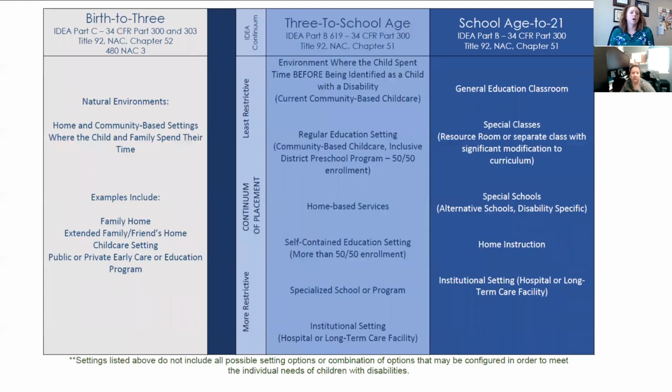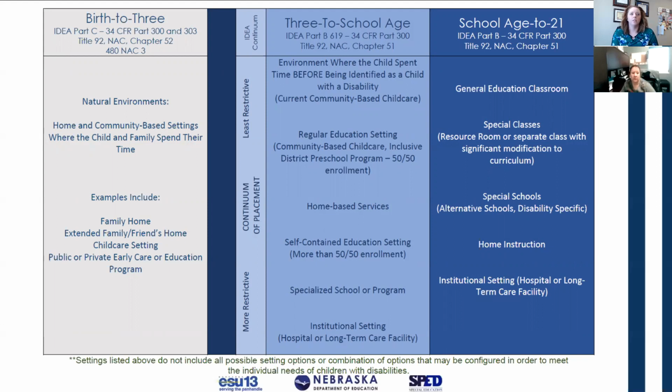So this is something pulled directly from that Nebraska Department of Education guidance document that I referenced earlier. They have a really nice visual available that walks through the different options for placement. So you can see that there are some differences depending on the age of the child. On the left-hand side, there's considerations for birth to age 3, starting with least restrictive environments at the top and then moving towards more restrictive environments at the bottom.